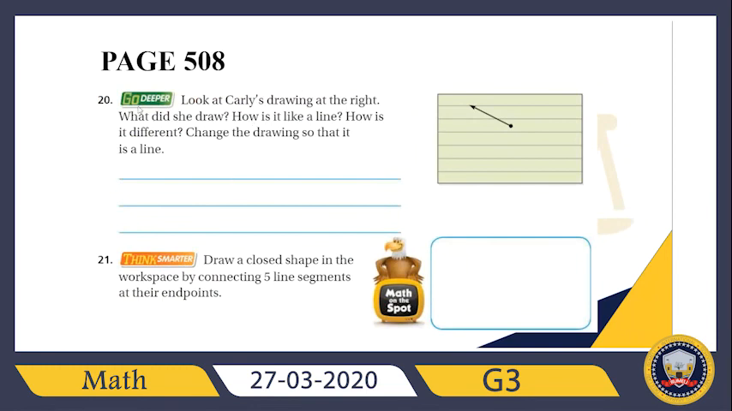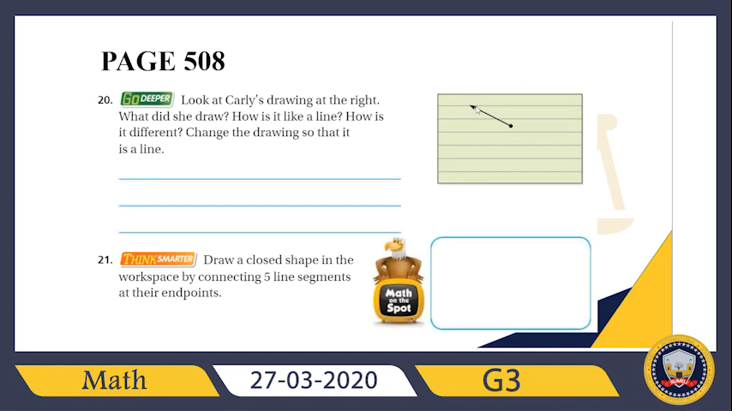So let's check question 20. It says, look at Charlie's drawing at the right. What did she draw? How is it like a line? How is it different? Change the drawing so that it's a line. So what is it called? Line, line segment, ray, point, which one is it? So I know if there is only one endpoint and the other side continues forever, what will I call it?